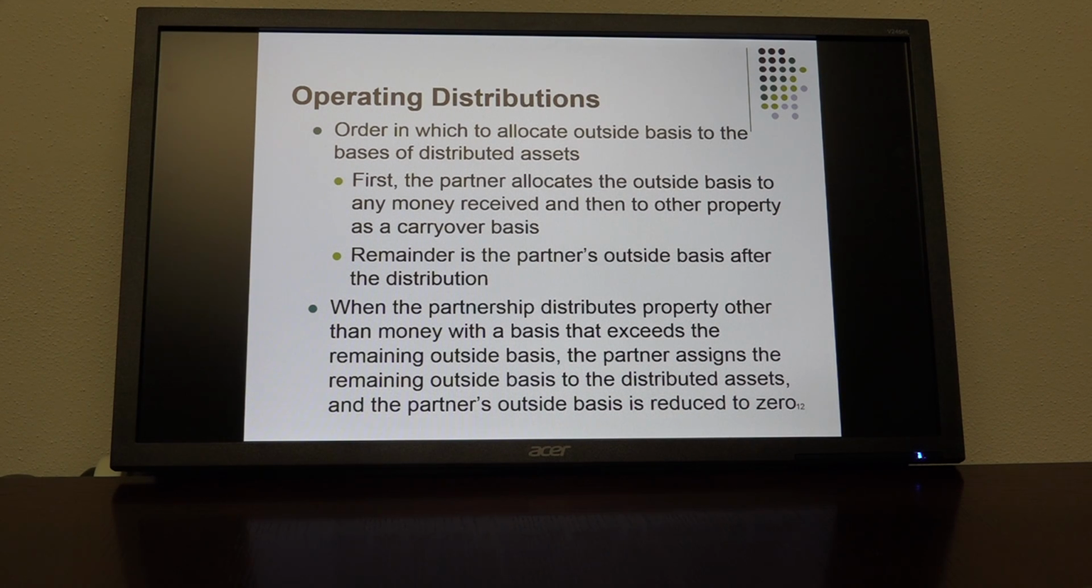Now, what happens, first it goes to money and then to the other assets. So that's assuming that you have enough outside basis to cover both money and then the carryover basis of the other property. Now, what happens when your outside basis is less than those two? Well, you're going to reduce your outside basis to zero, and whatever remaining basis you have after first allocating to money received goes to that other property.